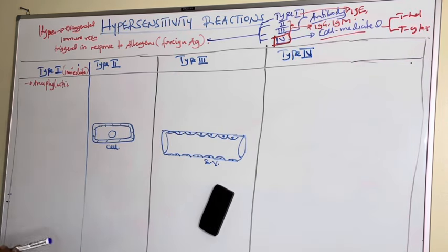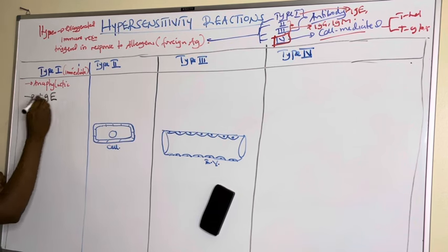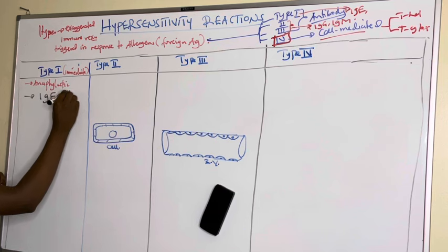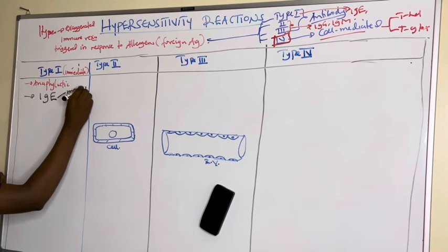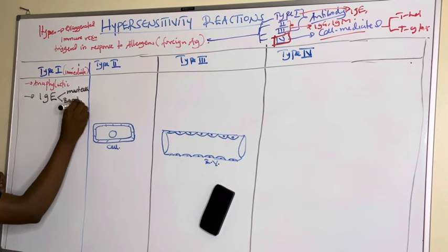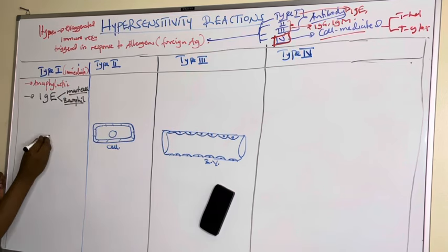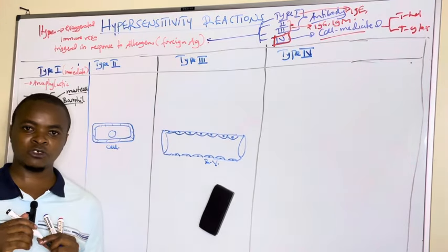And this type 1 hypersensitivity reaction is mediated by an antibody. This antibody we have seen is IgE, and this IgE binds either to mast cells in tissue, or to basophils in blood. So the cells which are involved are the mast cells in the tissue and the basophils in the blood, whereby IgE binds to them using the Fc portion.